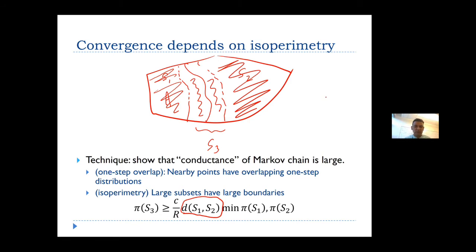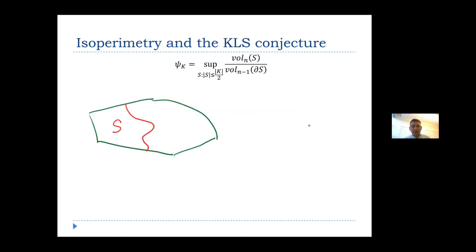Now, a set for which this would not be true would be something shaped like this, right? Where you need a very small cut to separate these two. And the whole point is that convex bodies or log-concave densities, which I haven't defined yet, cannot have this kind of shape. Okay, so this isoperimetry turns out to be crucial. And formally, it's exactly what we alluded to in the previous slide.